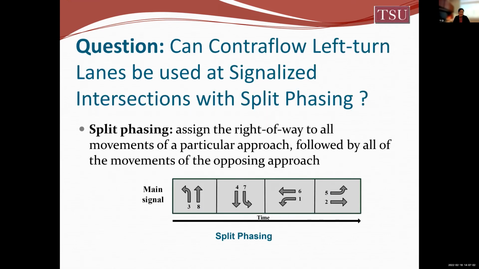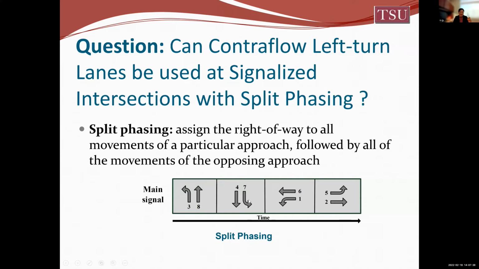And then the next thing we did is we wanted to know if this design can be used at a signalized intersection that uses split phasing. So why do we have this question? First, let me introduce what split phasing is. Split phasing is a very special signal phasing. In this design, we give the green light to one direction first. We allow the left turn and the through movement from one direction to move at the same time. Then we switch the signal to another direction.